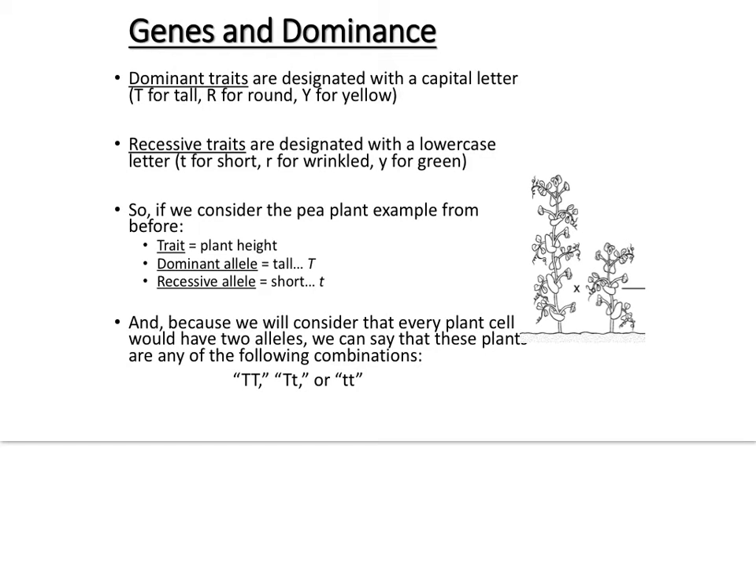So if we consider one of the pea plants from Mendel's examples, let's say the height trait here. The dominant allele would be tall, capital T. The recessive allele would be short, lowercase t. So in this picture, we know that this tall plant has a big T and this shorter plant has a little t. But every plant cell should have two alleles, one from their mom and one from their dad. So we can get one of three possible combinations of alleles. We can get two big T's, we can get two little t's, or we can get one of each.